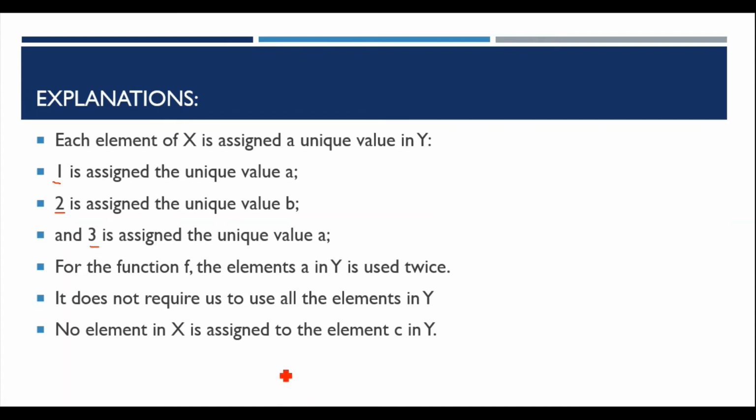In other words, the elements in X, 1, 2, 3, were not assigned to the element C in Y. And it is okay, no problem with that, provided that there is still a unique value for each element of the set X.